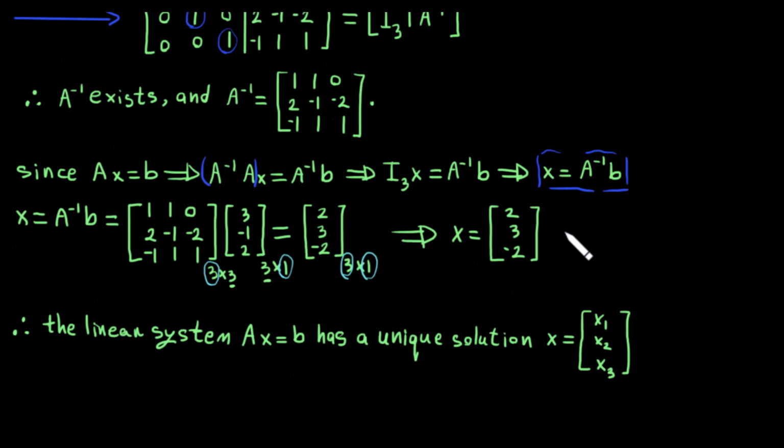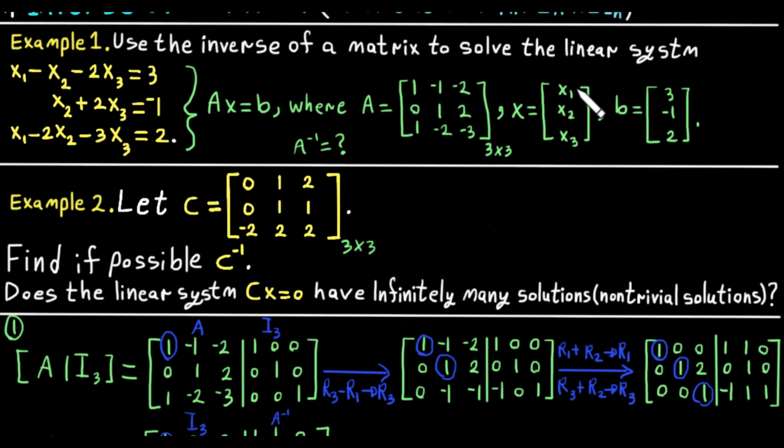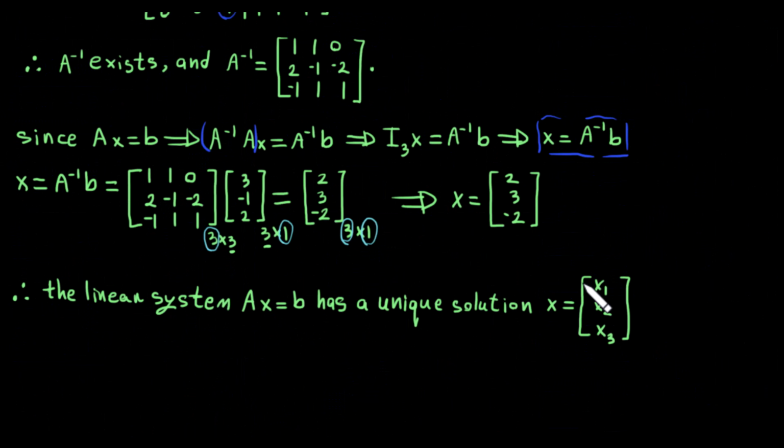As we discussed here, x1, x2, x3, which represent this one, equal, this is our solution here. We find 2, 3, -2. So that's it here. We found the solution. So now let's check even here.